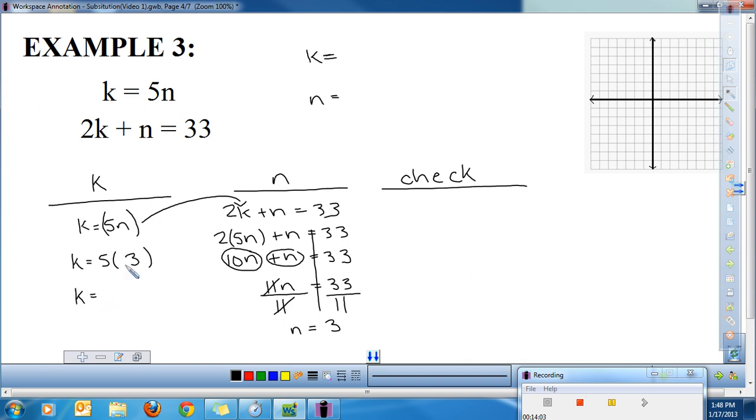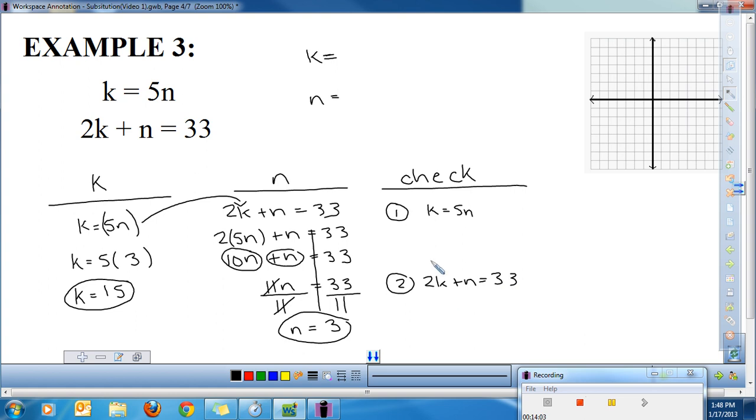5 times 3 is 15. So I think that k is 15 and n is 3. Now remember, before we write our answer out, we should check our solutions, and you should always check. So I'm going to rewrite these two equations. K equals 5n, and 2k plus n equals 33.